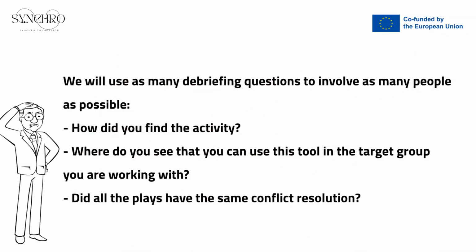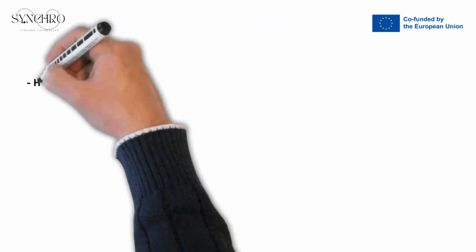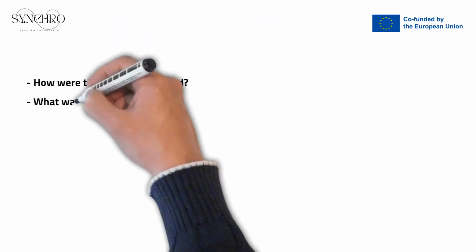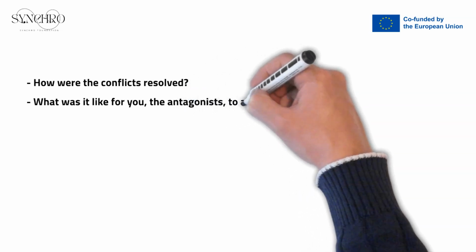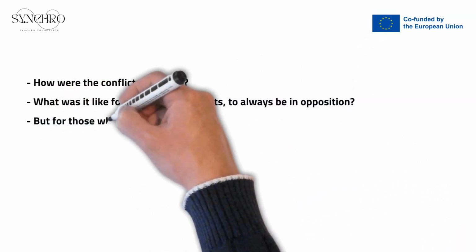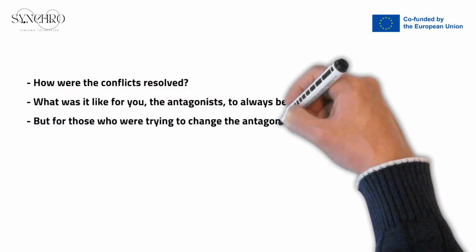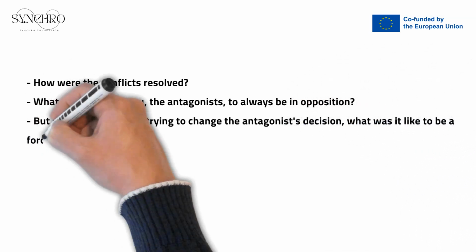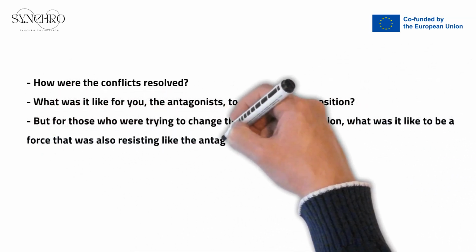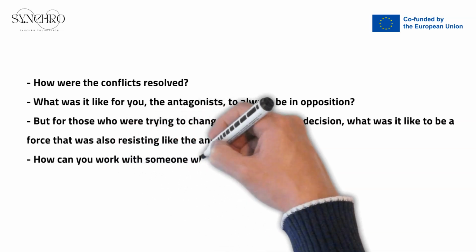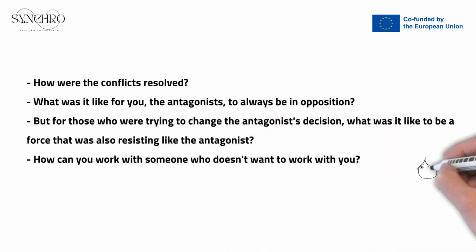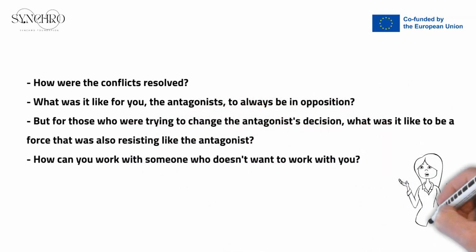Did all the plays have the same conflict resolution? How were the conflicts resolved? What was it like for you, the antagonist, to be in this opposition? And for those who were trying to change the antagonist's decision, what was it like to be a force that was also resisting like the antagonist? How can you work with somebody that doesn't want to work with you?